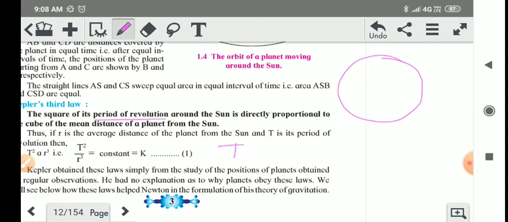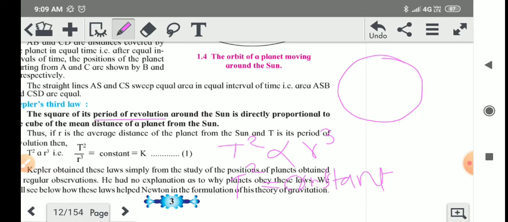The period of revolution is indicated by T, and the square of this period of revolution is directly proportional to the cube of distance. The distance between sun and planet is taken as r, and its cube. So T squared is directly proportional to r cubed, and we can simplify this. We can cancel the proportionality sign and take a constant.